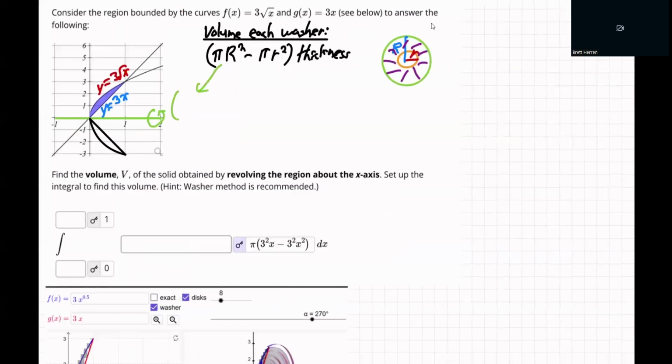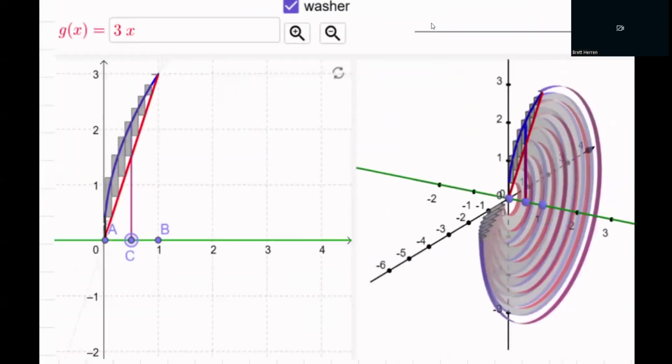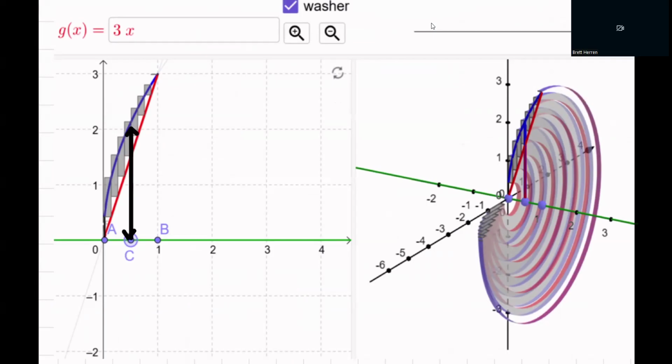So this is going to be pi, capital... Now, what's capital R? Let's go back. This diagram's a nice one. Capital R is going to be all the way from here up to there. That's capital R. Put that big. That's capital R. And then the little r, just right there, right? The outer radius, inner radius.